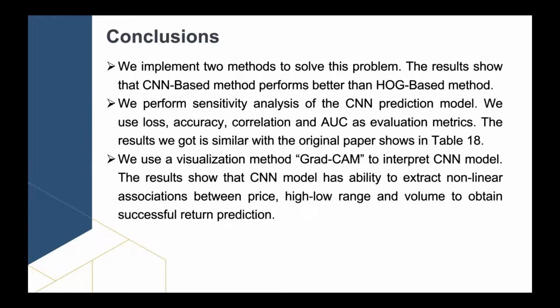In conclusion, in this project, we implemented two methods to solve the price trend problem, which are the CNN model and the HOG-LR model. The results show that the CNN model performs better than the HOG-based model. We also performed sensitivity analysis of the CNN prediction model. We use cross-entropy loss, accuracy, Spearman correlation, Pearson correlation, and AUC as our evaluation metrics. The results we got are similar to the original paper shown in table 18. Finally, we use a visualization method, Grad-CAM, to interpret our CNN model. The results show that the CNN model has the ability to extract nonlinear associations between prices, high-low range, and volume to obtain successful return prediction.